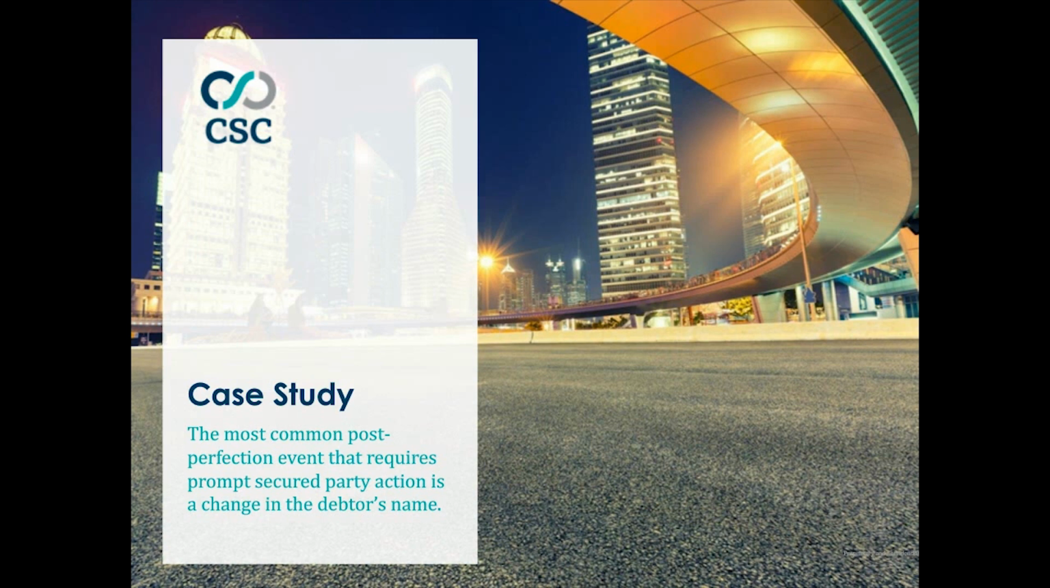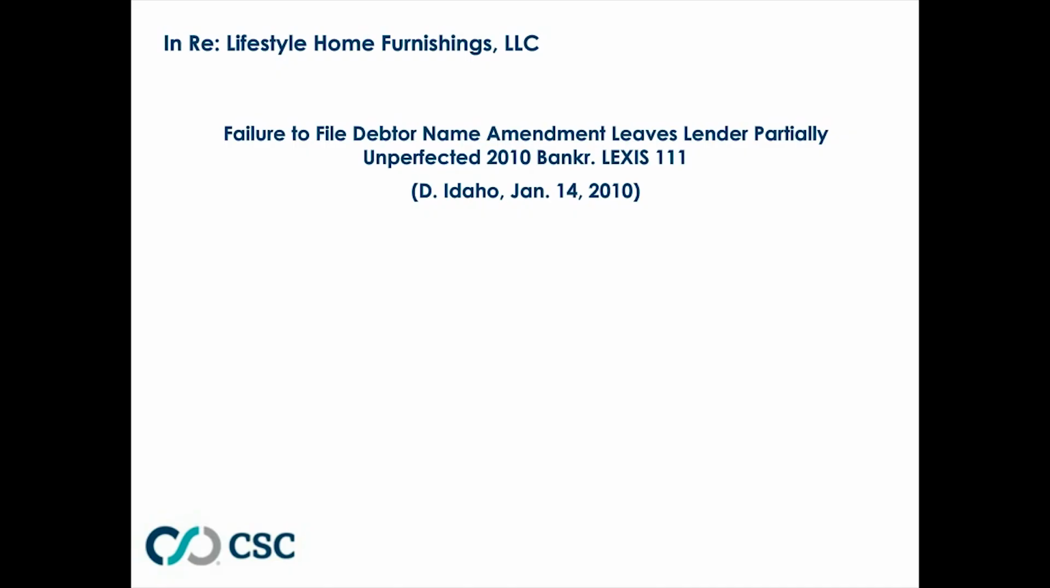We like case studies here because they really show examples of things that could go wrong, but also ways that we can help prevent that. So here is a case study. The most common post-perfection event that requires prompt secured party action is a change in the debtor's name. Like I said before, the debtor's name is very, very important on the UCC filing. It is the most important piece of information on a UCC filing.